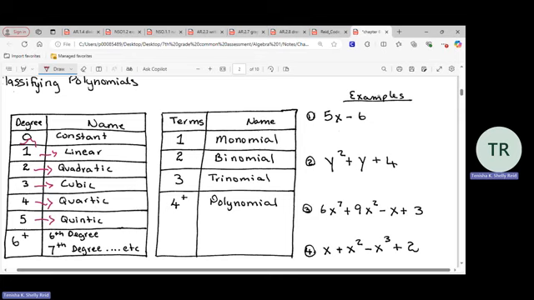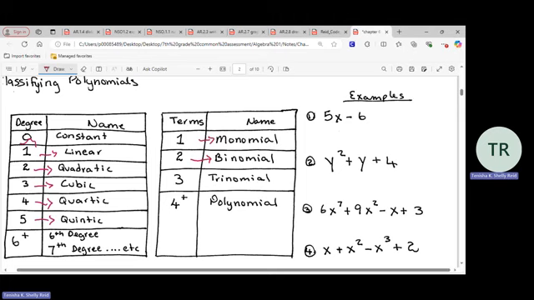So if it's 6, it's a 6th degree something. If it's 7, it's a 7th degree. If it's 12, it's a 12th degree. If it's 25, it's a 25th degree something. And then we also name it in terms of the term. So if it only has 1 term, it's a monomial. 2 terms, it's a binomial, like bicycle.